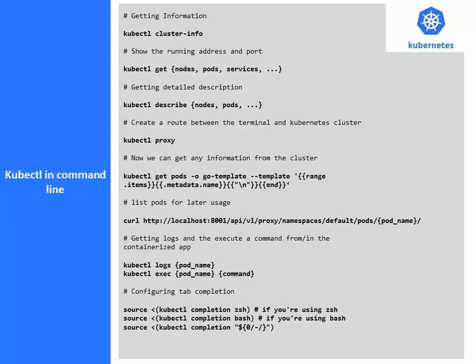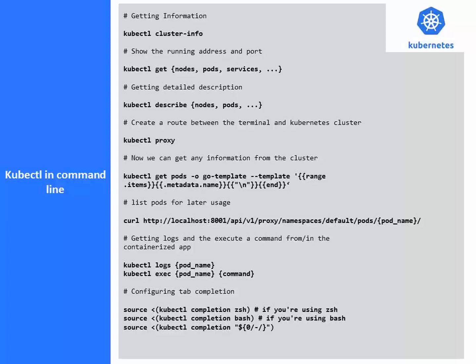If you want to get the name of the pods for getting information about them, you should use the following command: kubectl get pods -o go-template --template '{{range .items}}{{.metadata.name}}{{"\n"}}{{end}}'. It will list the pods for later usage. Then: curl http://localhost:8001/api/v1/proxy/namespaces/default/pod/pod_name/. Two other common commands are getting the logs and executing a command in the containerized app.